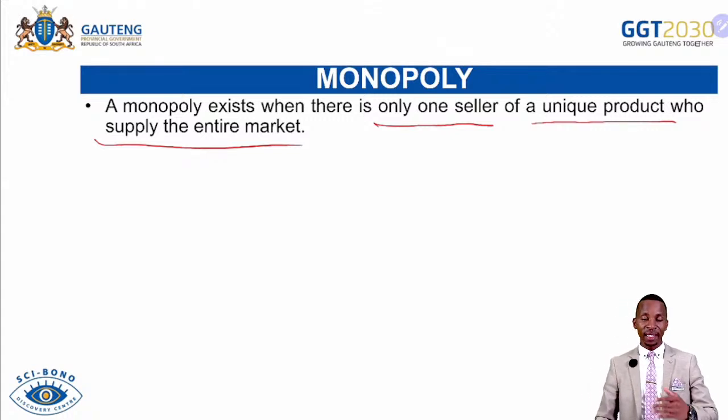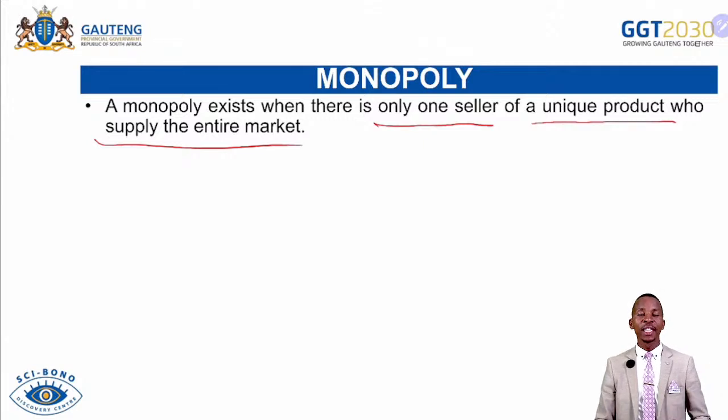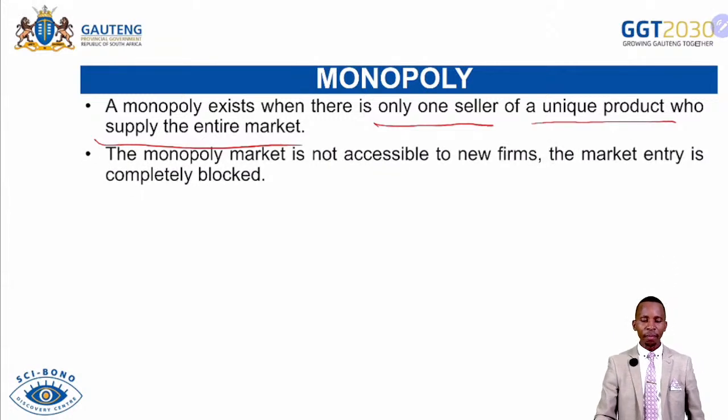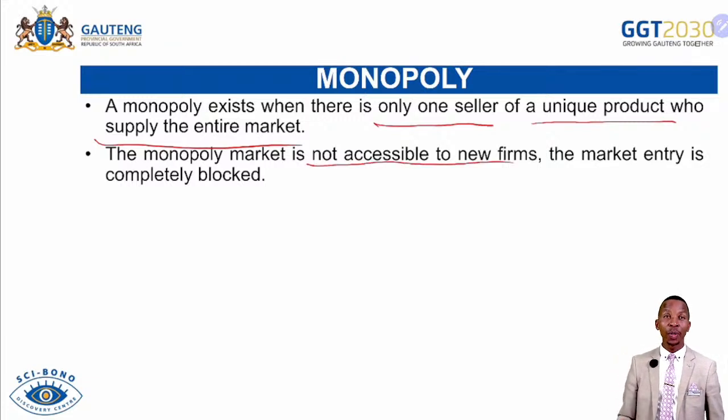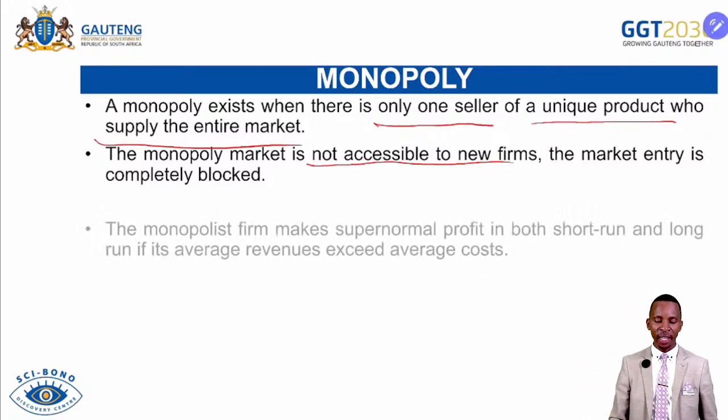That only firm is responsible to produce goods and supply the entire market, because there is no other firm that is allowed to enter and compete in that particular market. You talk about the electricity industry in South Africa. Eskom is the main supplier of electricity without any competitor. The monopoly market is not accessible to new firms, so the entry is blocked. New firms are not able to enter and compete in the market. The market entry is completely blocked because there is only one firm existing.